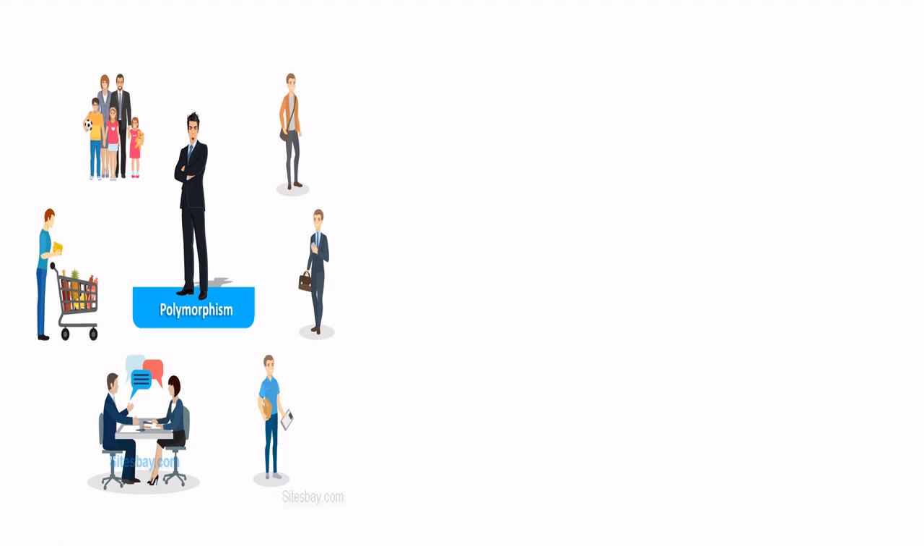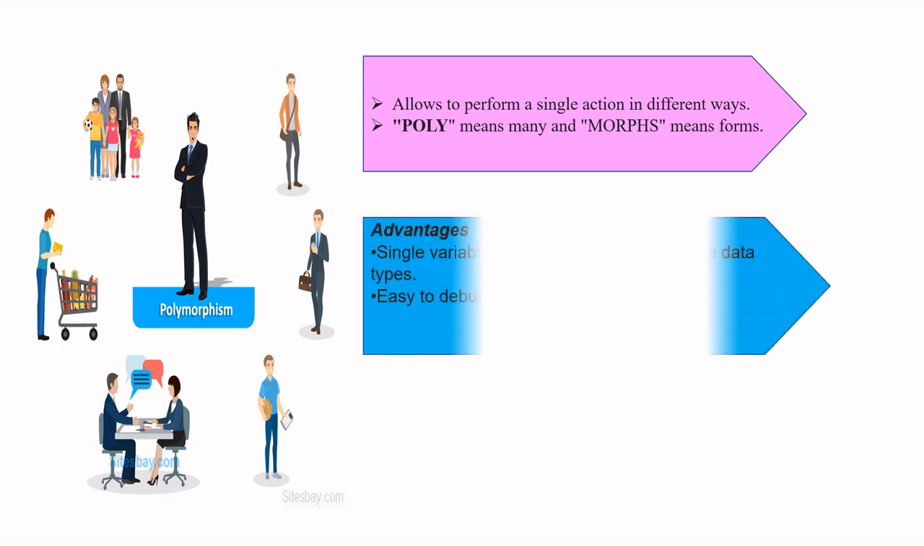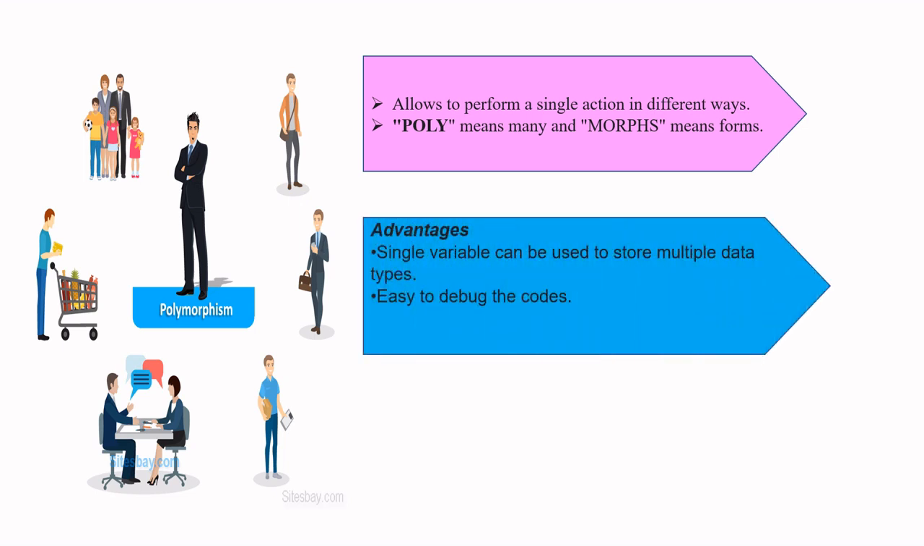So we are moving into the last pillar of object-oriented programming, which is polymorphism. Poly means many and morphs means forms. It allows us to perform a single action in different ways. The advantage behind polymorphism is that a single variable can be used to store multiple data types, and it is easy to debug the code.